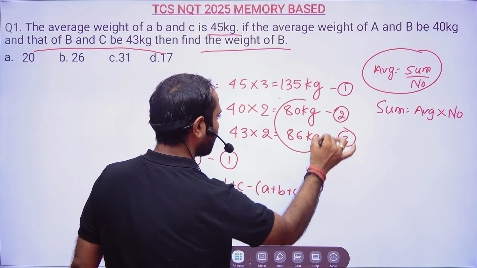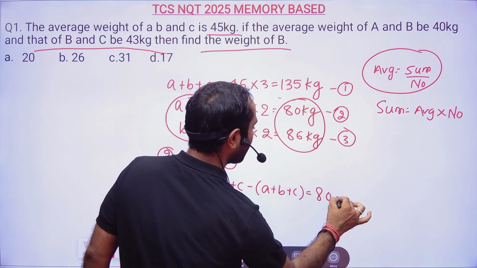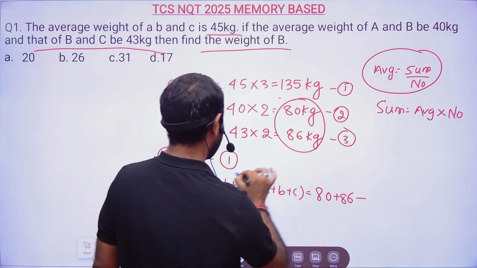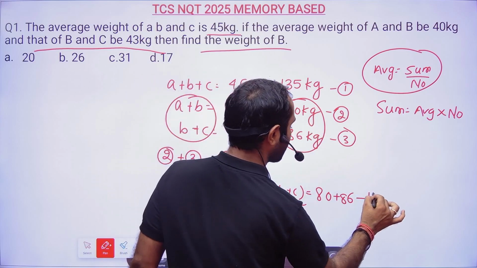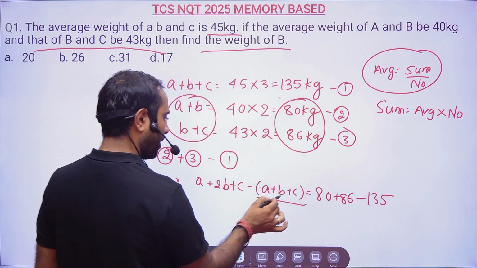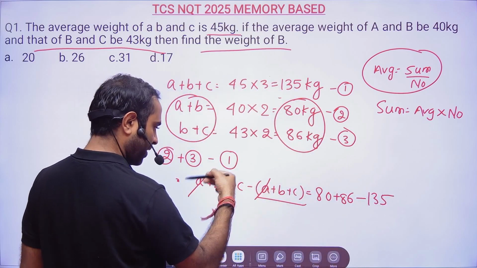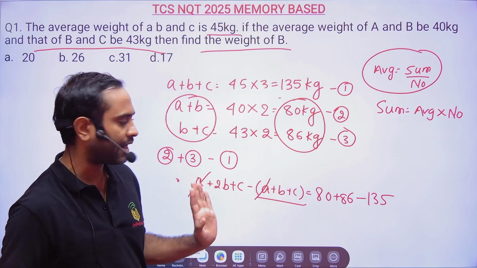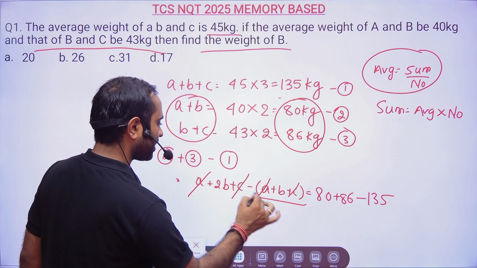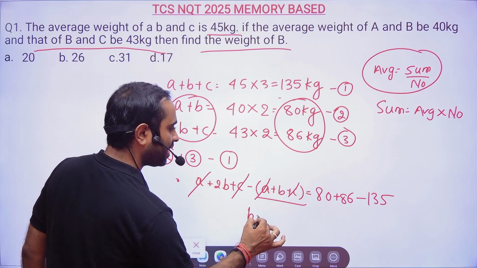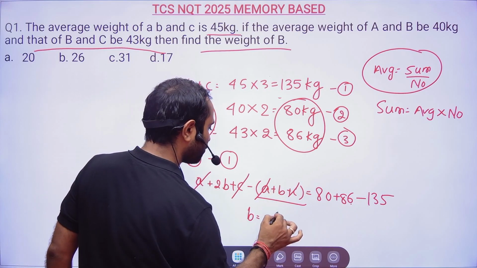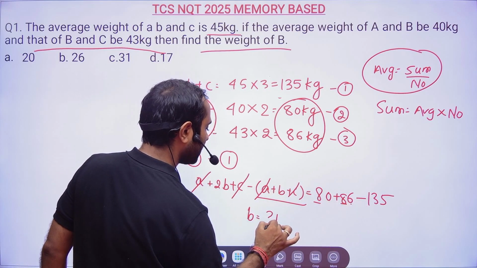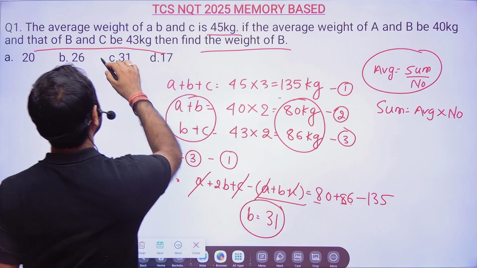So these two if you add, 80 plus 86, and this total is nothing but 135. Now, A and A cancelled, because if you take it out from the bracket, the sign will change to the negative value. C and C cancelled, 2B minus B will be B, and 6 minus 5 is 1, 16 minus 13 is 3. So B will be equal to 31.